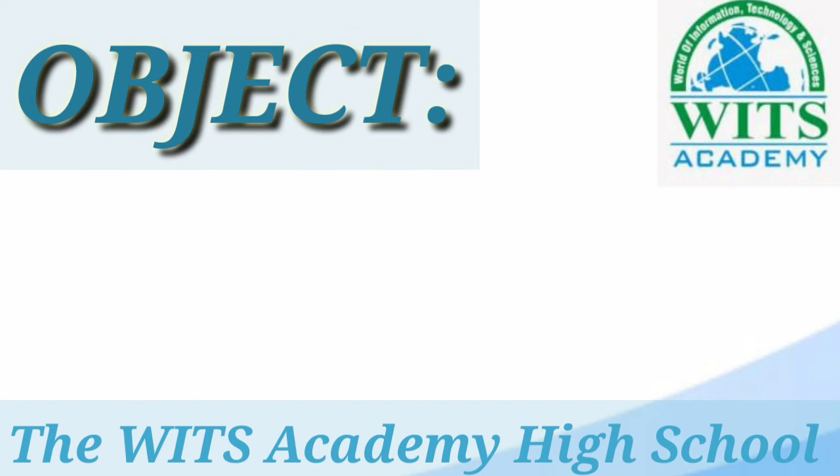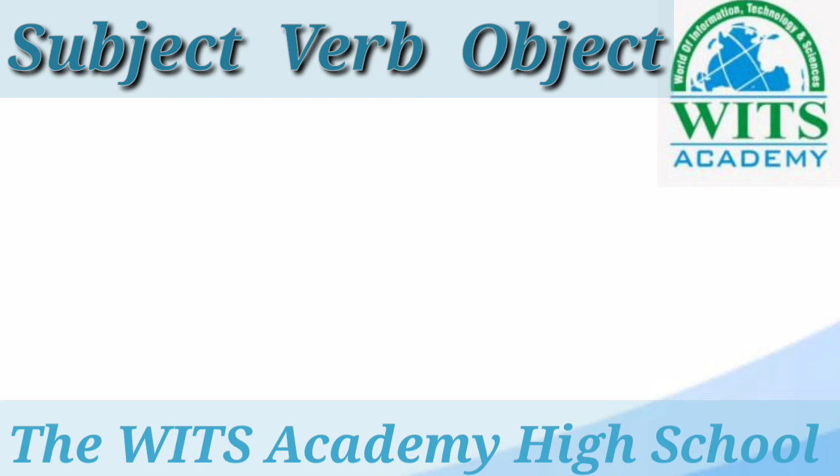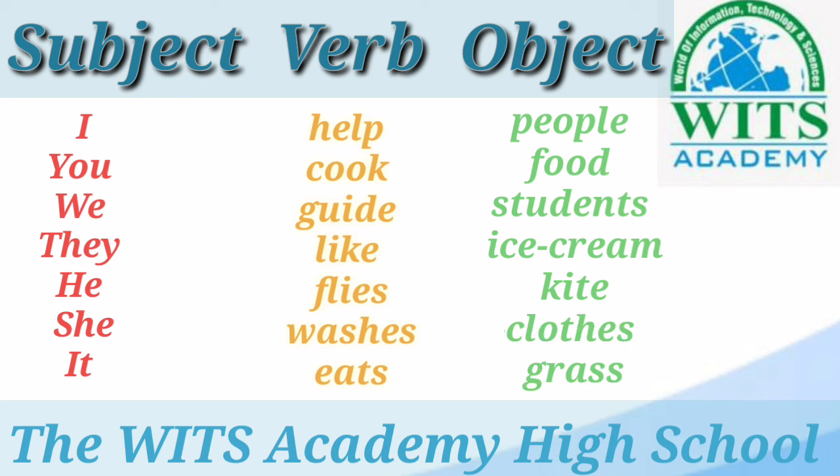Let's know about the object. Object is a receiver which receives the action in sentence. It means students, object is receiving the action which is done by subject. Students, let's have some examples of subject, verb and the object.